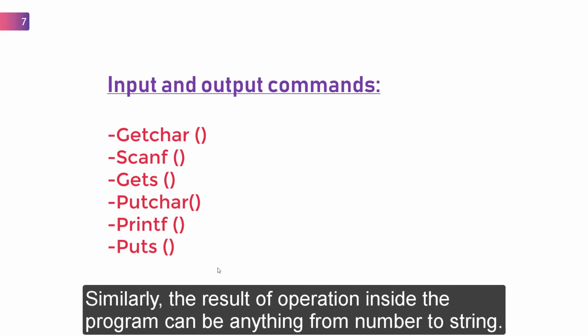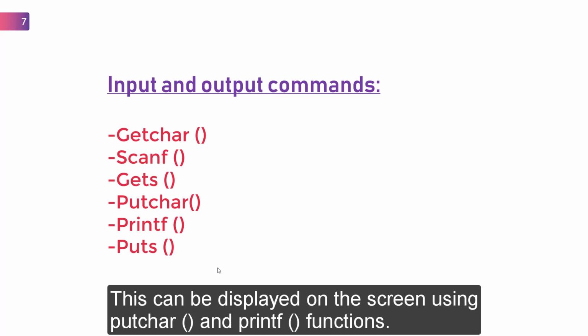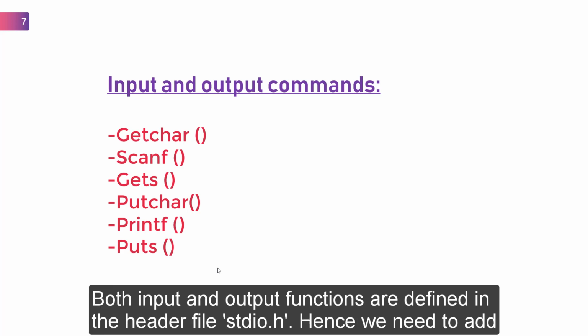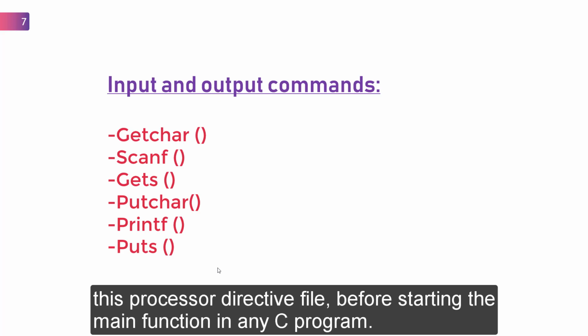Similarly, the result of an operation inside the program can be anything from a number to a string. This can be displayed on the screen using putchar and printf functions. Both input and output functions are defined in the header file stdio.h. Hence, we need to add this preprocessor directive before starting the main function in any C program.